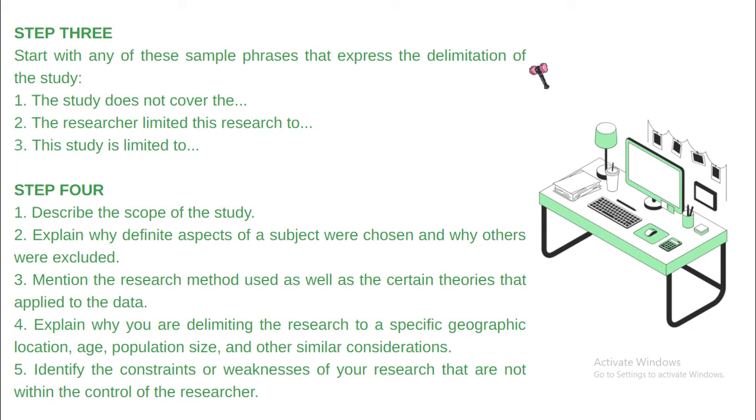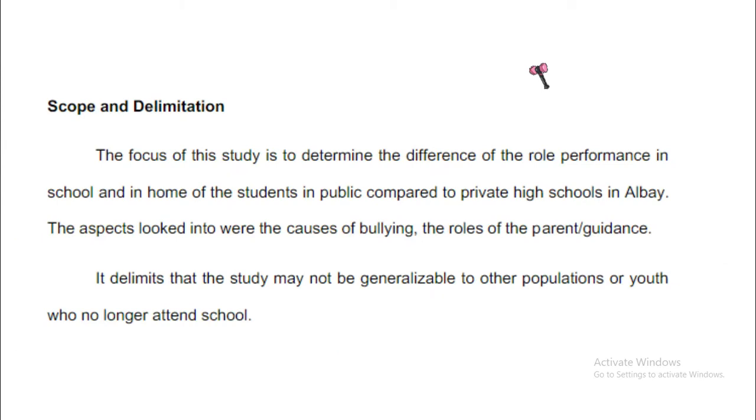So you have to make sure that you mention why you are delimiting a topic. Identify the constraints and weaknesses of your research that are not within the control of the researcher. So what is an example of that? We have this: scope and delimitation.